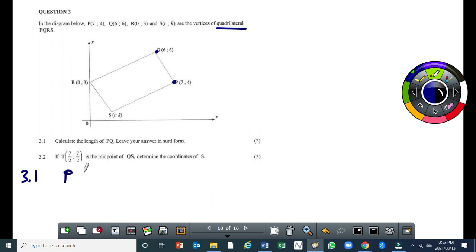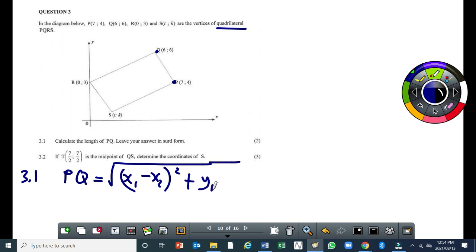So PQ will be equal to the square root of (x1 minus x2) squared plus (y1 minus y2) squared. You can start with x2 as I explained in class, or you can start with x1. It's your choice. But it's very important to remember that if you start with x1, you have to start with y1.